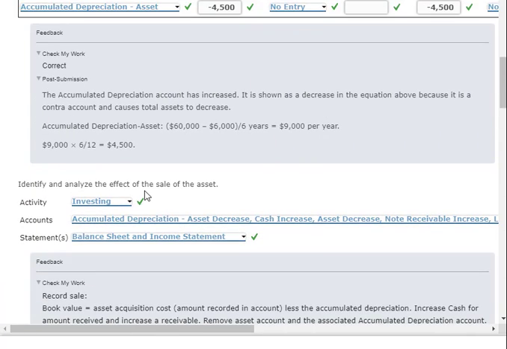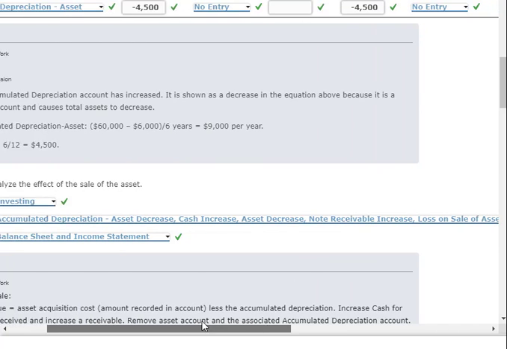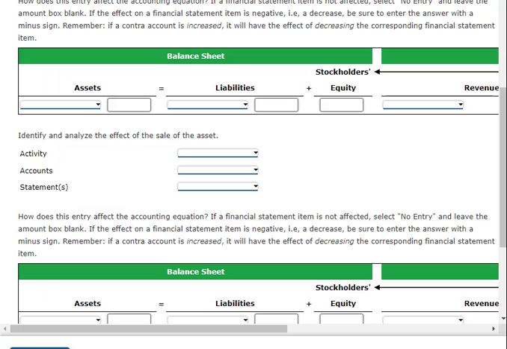And then the sale of the assets, selling long-term assets is investing section. And the accounts involved are going to be, you're going to remove the accumulated depreciation, you're going to remove the asset account, you're going to increase cash for what you got, and you also got a note, so you'll also be increasing notes. And then there will be a loss at sale, although we haven't computed that yet. But let's do that. Let's compute that.